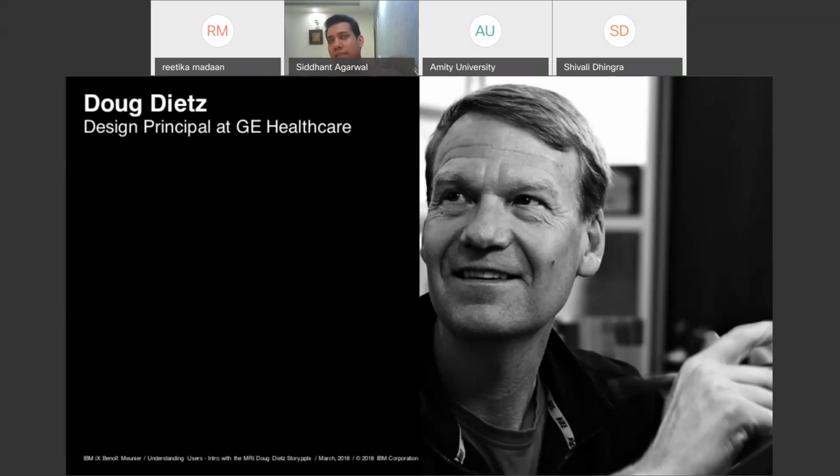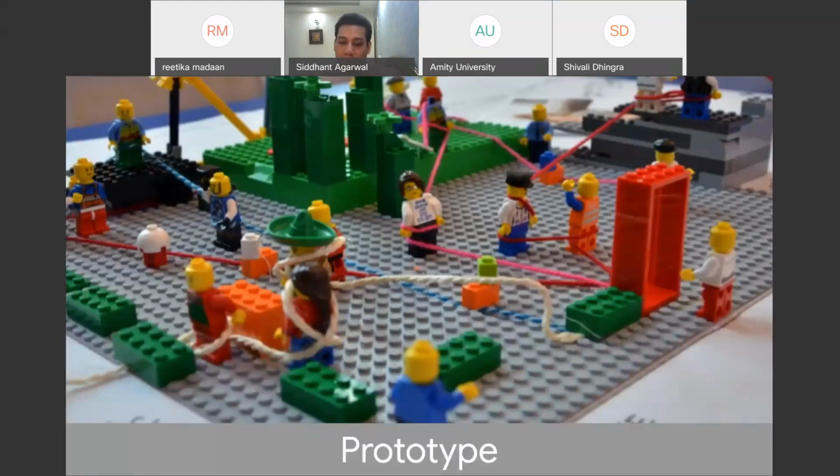So he defined a problem statement: how can one create a scanner experience for children that they would love, and then he ideated upon it. Post the ideation, he thought about some ideas, then he thought about what next. Like, I have ideated, I have to put them on paper, I have to design something now. That's what is called prototyping.